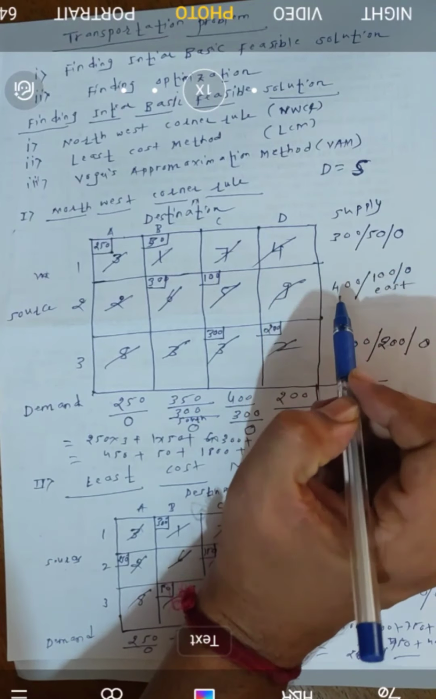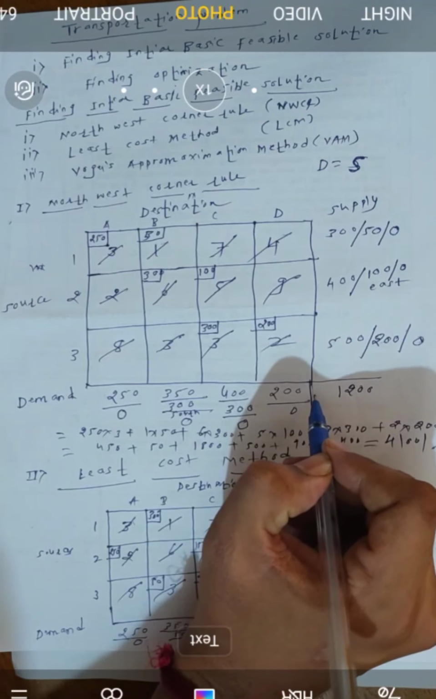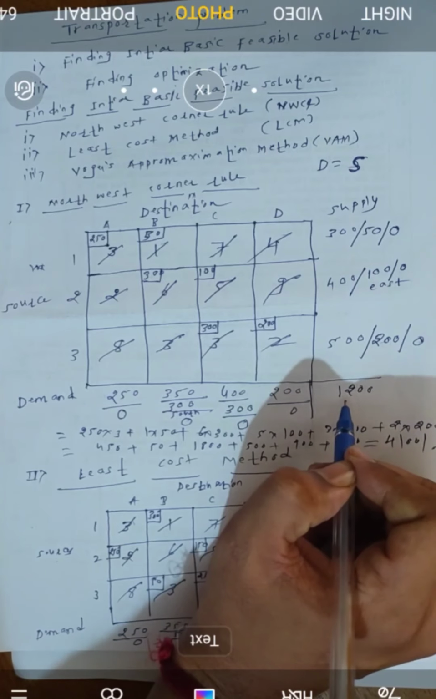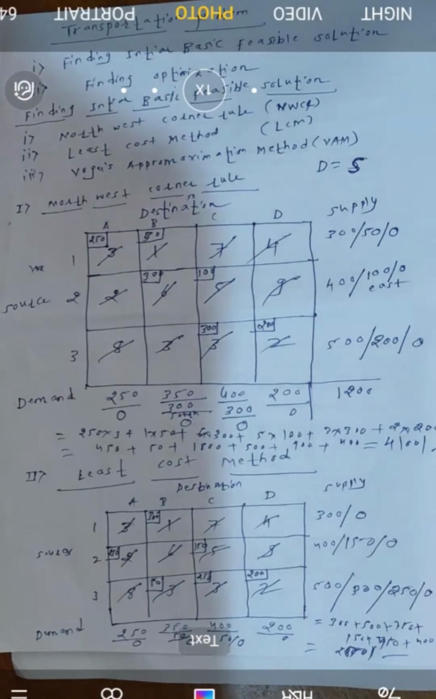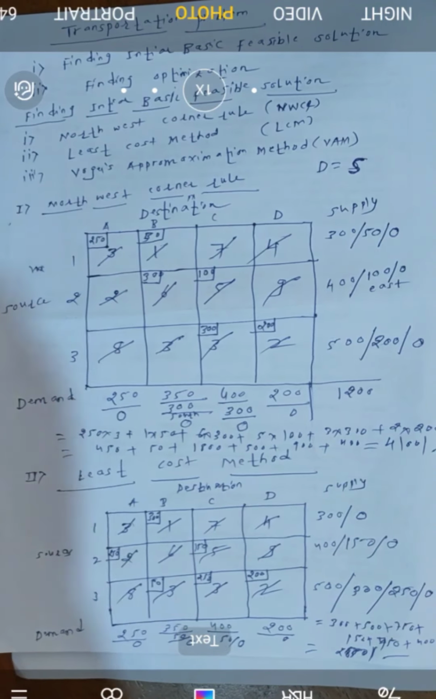So you have to write 0, 0, 0 and you have to write supply as 50. So total you have to make it as 1200. So which one is less? Depending on that you have to add either row or column.